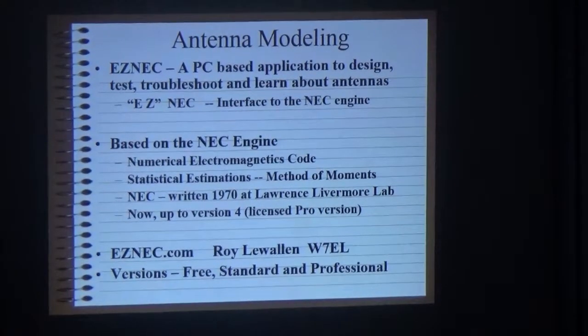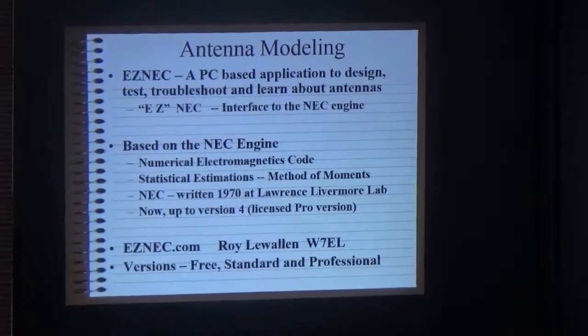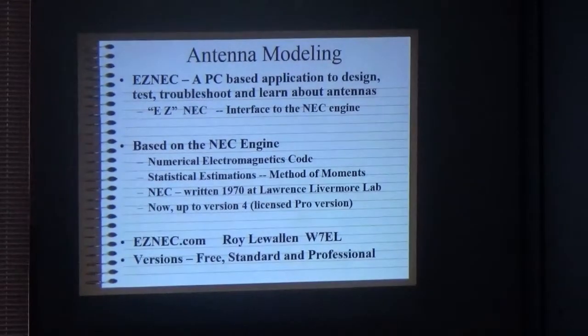Why is it called EZNEC? I call it EZNEC. Other people call it EZNEC. NEC is the NEC engine. It's numerical electromagnetics code. It's a method of moments antenna modeling. The method came from population statistics. It's a way to estimate by breaking things down, and you'll see that it does break it down. They originally wrote it at Lawrence Livermore in 1970.